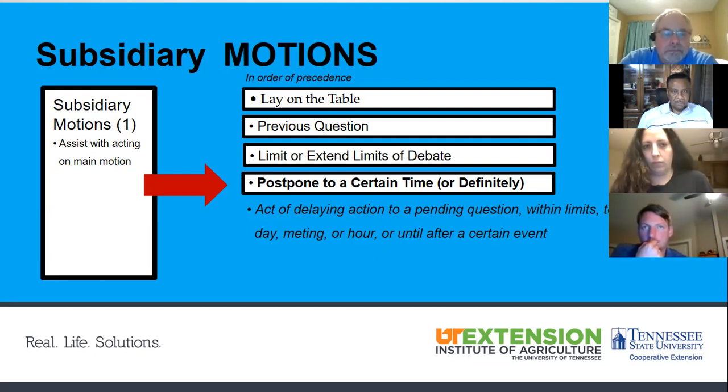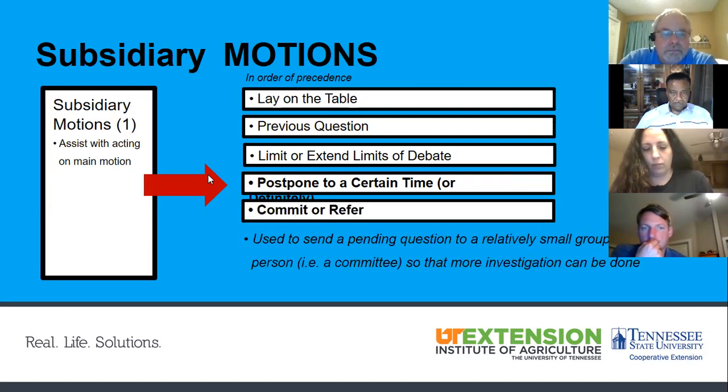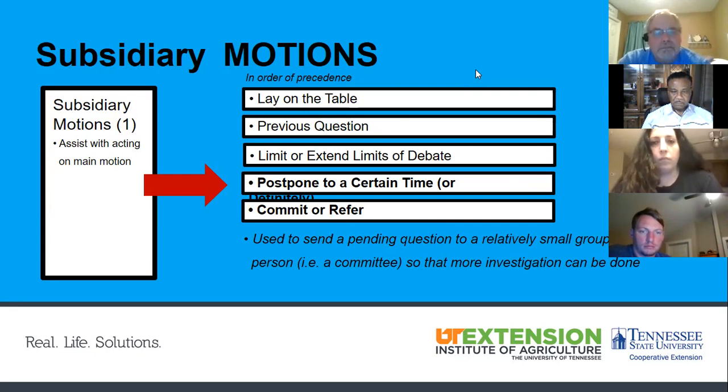And it does say within limits. There are some limits to how many months or how many forward meetings you can postpone it, that type thing. Commit or refer. I learned this one as refer to a committee. We have a lot of standing committees, special committees in organizations that do a lot of work. And it's useful at times to send an item to a committee to discuss it.